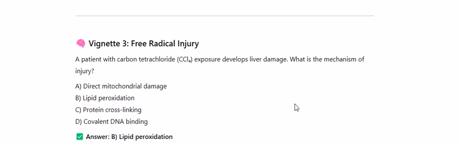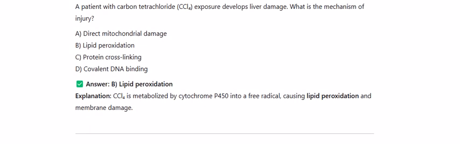Vignette 3, Free radical injury. A patient with carbon tetrachloride (CCl4) exposure develops liver damage. What is the mechanism of injury? A. Direct mitochondrial damage. B. Lipid peroxidation. C. Protein cross-linking. D. Covalent DNA binding. Answer: B. Lipid peroxidation. Explanation: CCl4 is metabolized by cytochrome P450 into a free radical, causing lipid peroxidation and membrane damage.